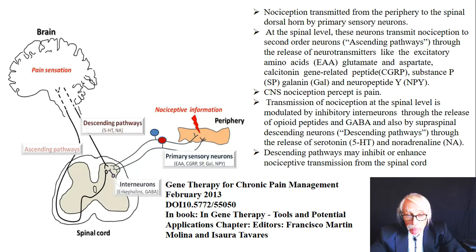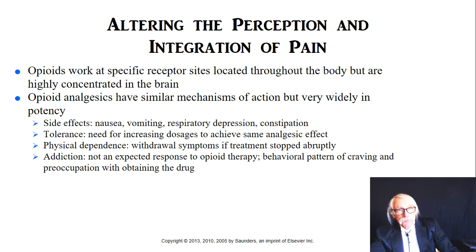By the way, I got that diagram from that particular book, Gene Therapy for Chronic Pain Management, as you see, published in February 2013. So the descending pathways inhibit or enhance nociceptive transmission from the spinal cord depending on the receptors and the ligand and the concentration. Highly regulated, not like exogenous opioids.